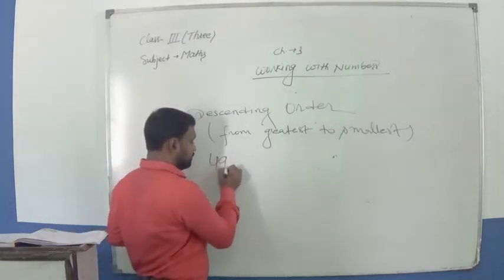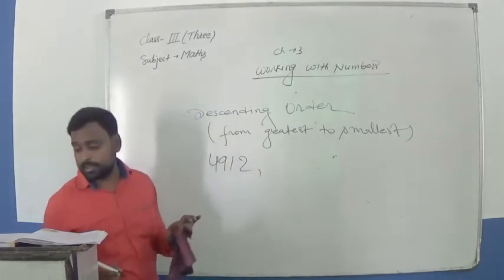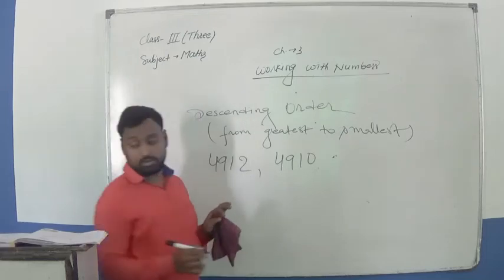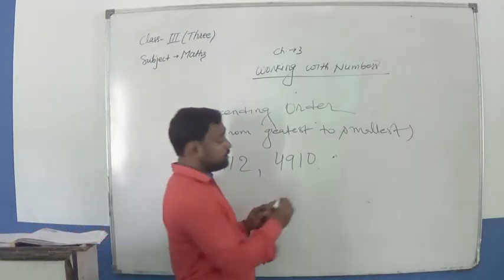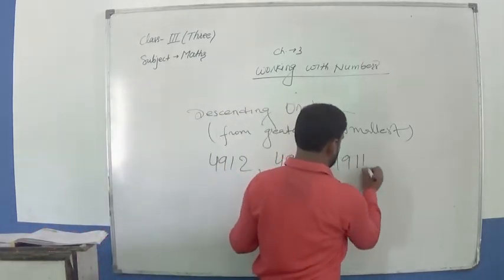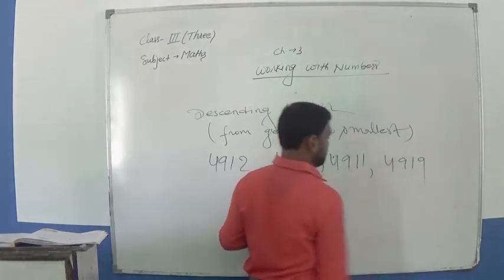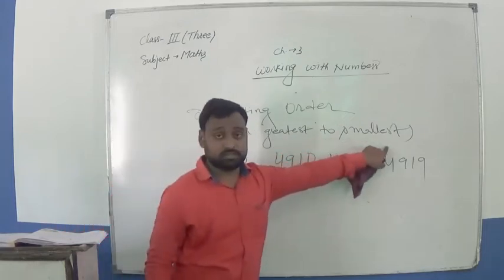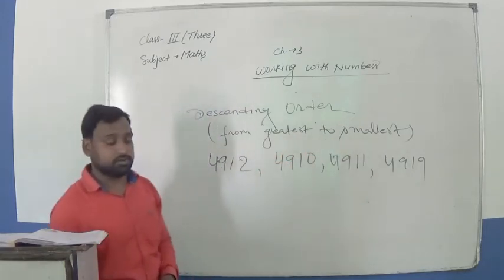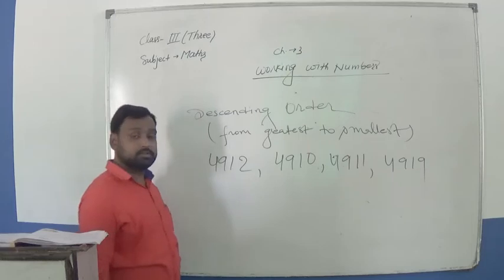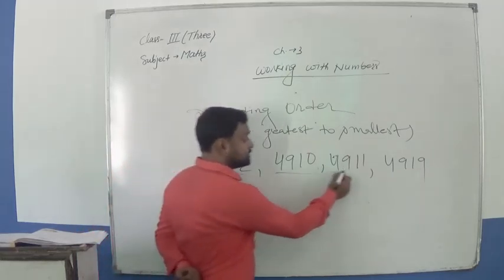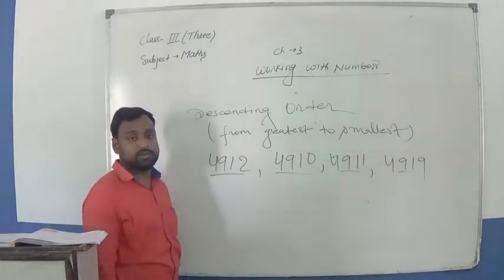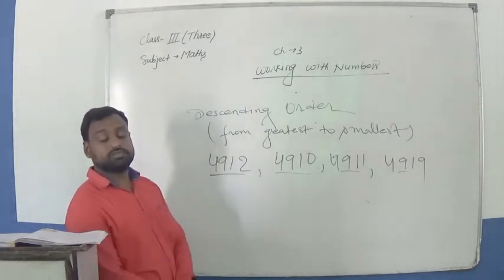We have 4912, 4910, 4911, 4919. In which we have to arrange from greatest to smallest in descending order. For that, all are having 4 digits. The first rule can't be applied here. Now focus on the second rule of comparison of numbers.